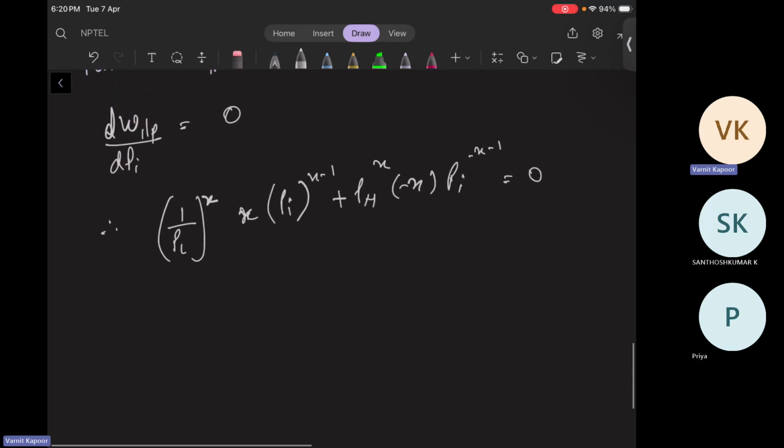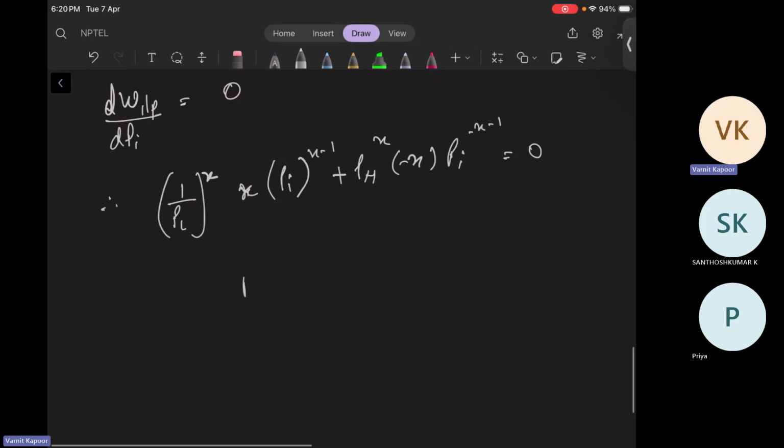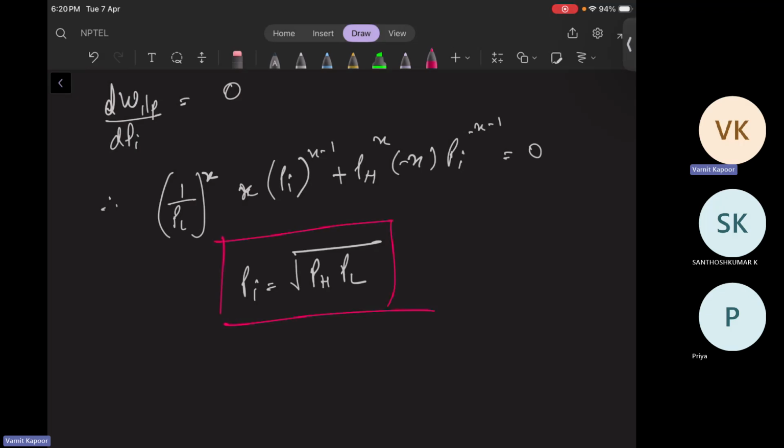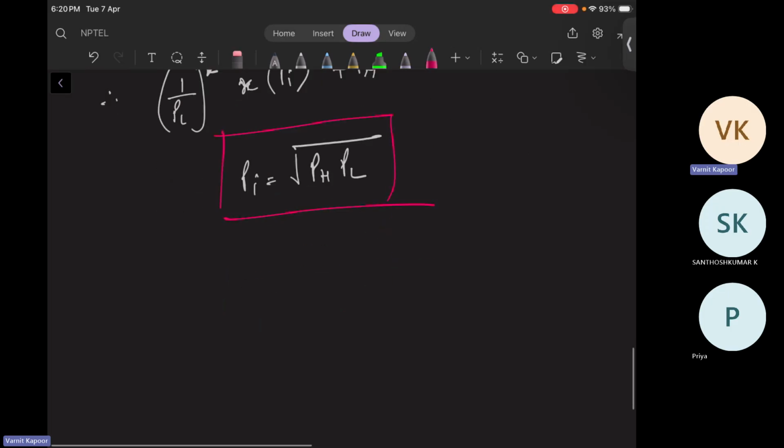And if you simplify it, your final intermediate pressure will be square root of P higher into P lower. So this is your intermediate pressure. This is the same condition we got with the intercooling also when we did it with the turbines. So intermediate pressure is the square root of the product of lower and higher pressure. Same condition again. I hope this is clear.